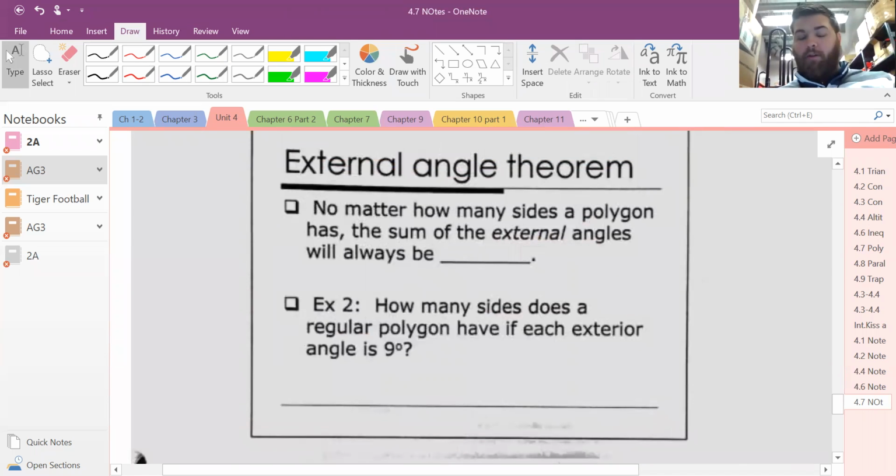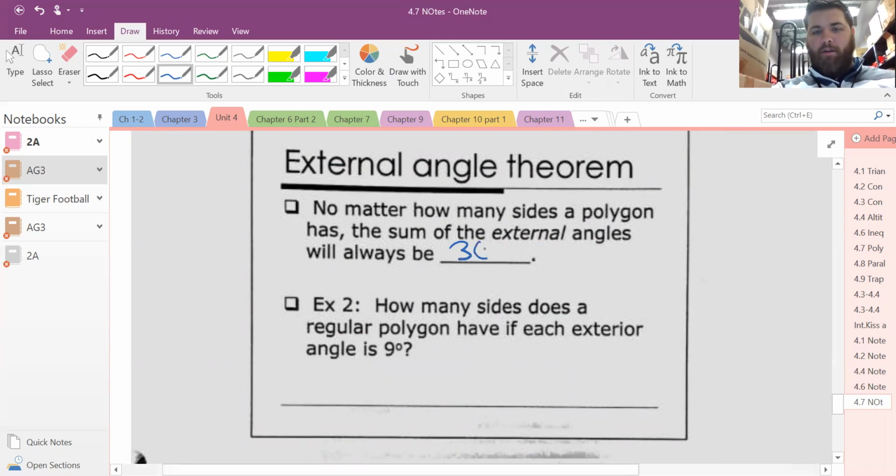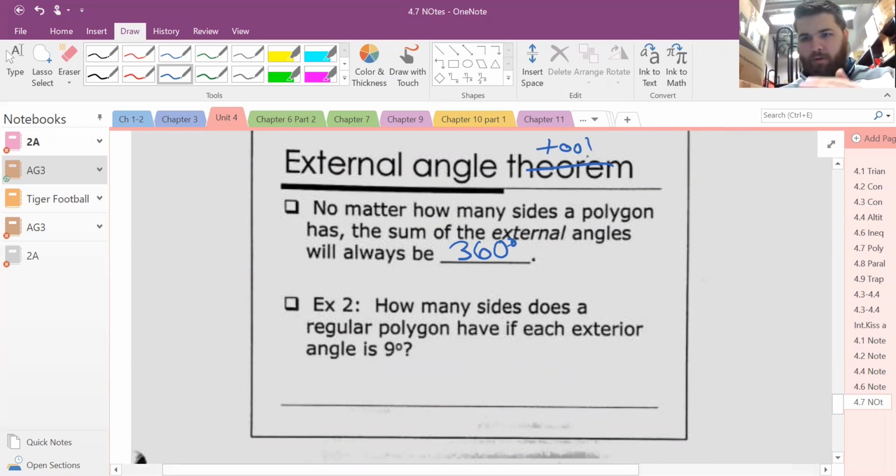Okay, next we got the exterior angle theorem. Exterior angles will always add up to 360. Theorem, fancy word for a tool. Instead of interior, where we have a fancy formula, exterior is the easy one. They always add up to 360. Always. Interior is kind of hard because we got a formula. Exterior is not. So how many sides does a regular polygon have if each exterior angle is 9?